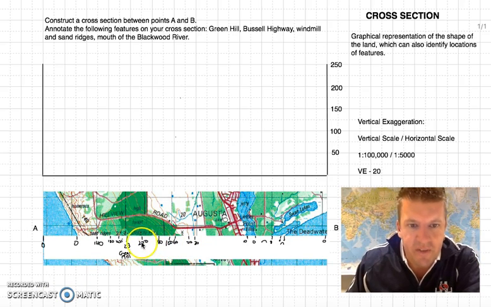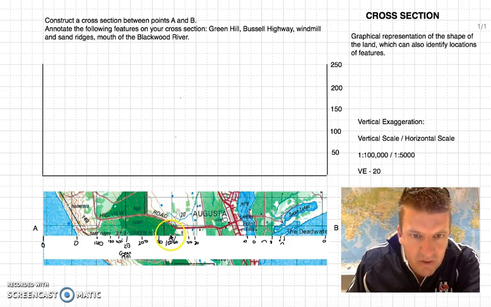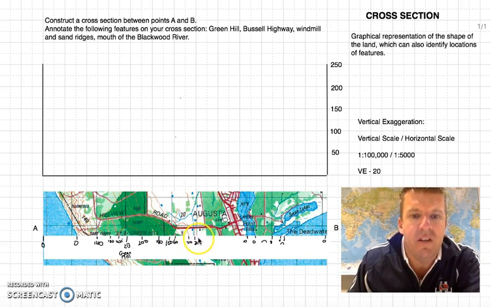So as you can see, I've continued from Green Hill. I've got 200 metres here, it drops to 180. Then there's a few contour lines here quite close together down to the 100 metre contour line just there, 60, and then I hit the 20 metres, and it's pretty much like that all the way down to the mouth of the Blackwood River here.